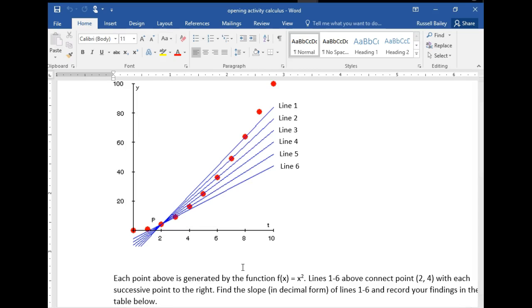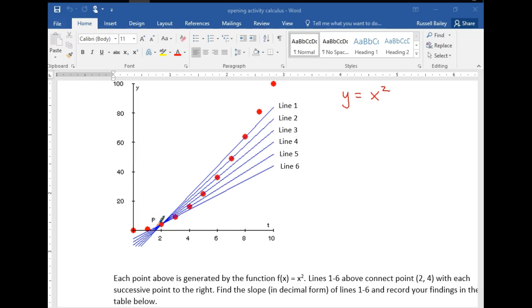So it says each point, each of these dots, is generated by the function f of x equals x squared. So I'm going to put y equals x squared just because that's a little bit prettier to look at. Lines 1 through 6, that's these blue lines, connect this point here, which is (2, 4), to other points. So it looks like line 1 connects this point to (2, 4). Line 2 connects this point to (2, 4). Line 3, and so on.